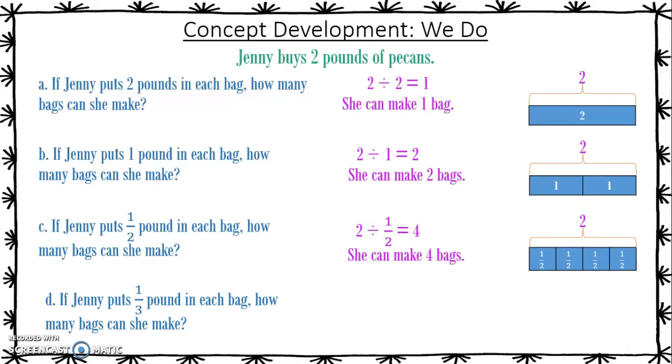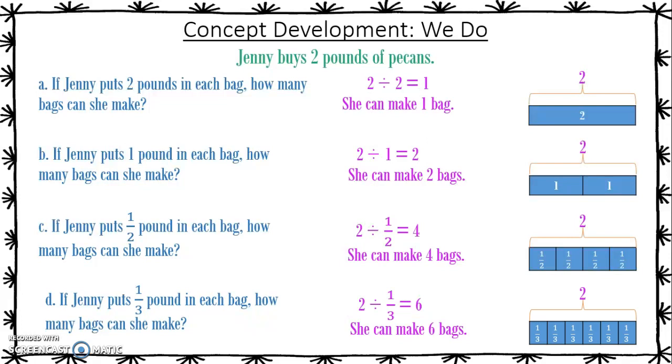If Jenny puts 1/3 pound in each bag, how many bags can she make? So again, this one's a little more tricky. If I have my 2 pounds of pecans and I divide them into groups of 1/3, if I know that there are 3/3 in 1 pound, then I know that there must be 6/3 in 2 pounds. So then 2 divided by 1/3 would give me 6. So Jenny can make 6 bags.